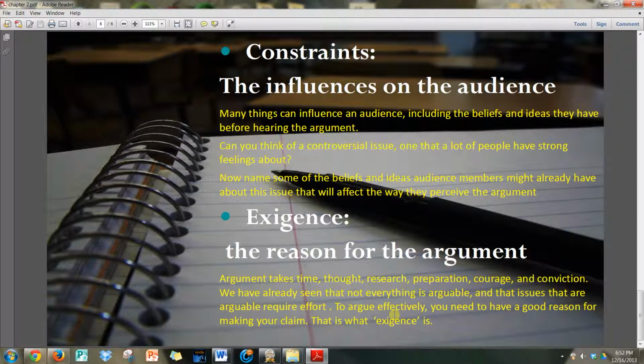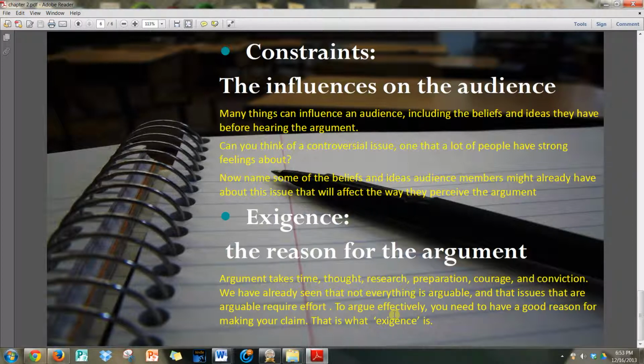Then there's the exigence. That is the reason for the argument. Why are you even making the argument in the first place? What is the purpose of that argument? Argument takes time, it takes thought, research, courage, conviction, all of these things. And to argue effectively, you need to have a motivation or a good reason for making your claim, and that's what the exigence is. That is the underlying reason for your argument.